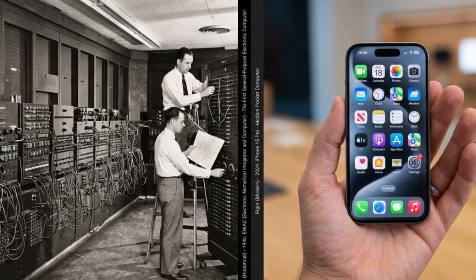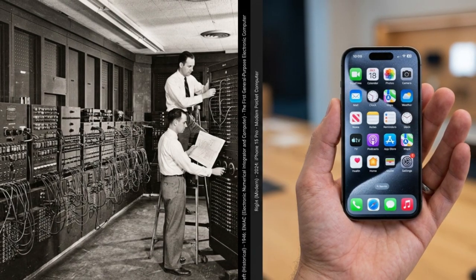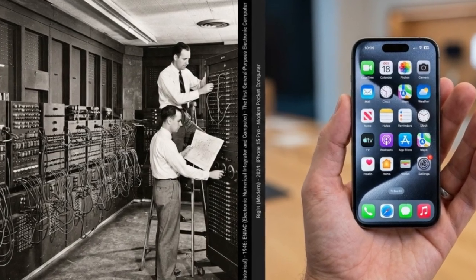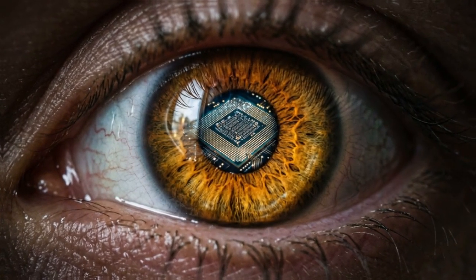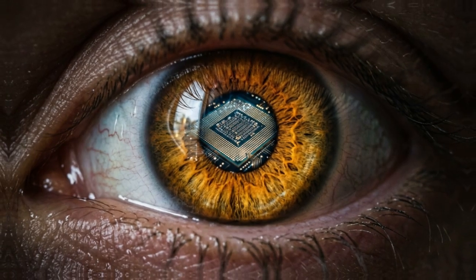And we did it one transistor at a time, making each one a little smaller, packing them a little tighter, finding the limits and then finding a way past them. The transistor is not a piece of technology. It is the foundation on which the entire digital world was built, is still being built, and will continue to be built for as long as we can keep making them smaller.